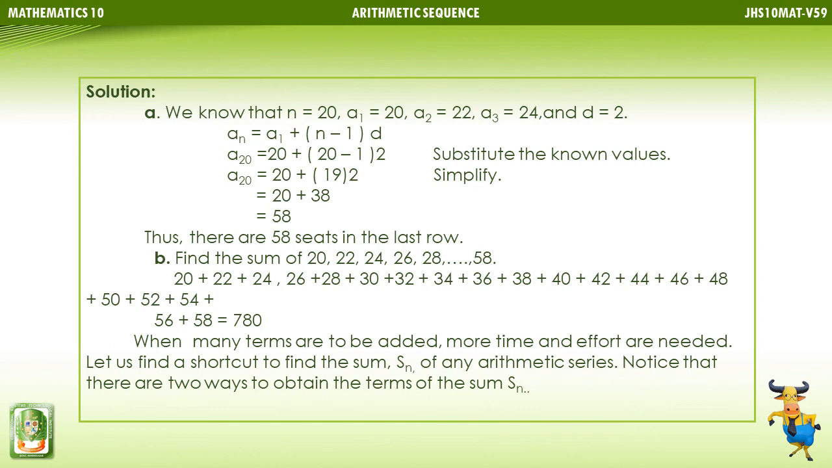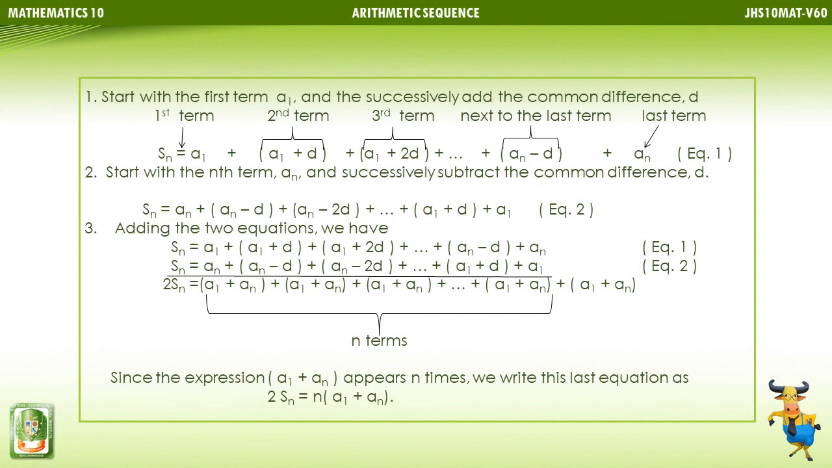Let us find a shortcut to find the sum, S sub n, of any arithmetic series. Notice that there are two ways to obtain the terms of the sum S sub n. 1. Start with the first term A sub 1, and successively add the common difference, d. First term, second term, third term, next to the last term, last term. S sub n equals A sub 1 plus A sub 1 plus d plus A sub 1 plus 2d plus ... plus A sub n minus d plus A sub n.